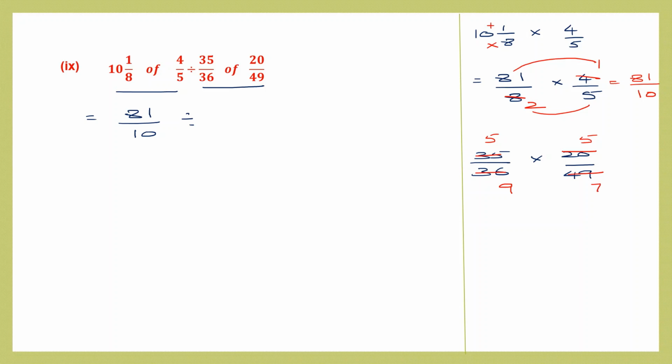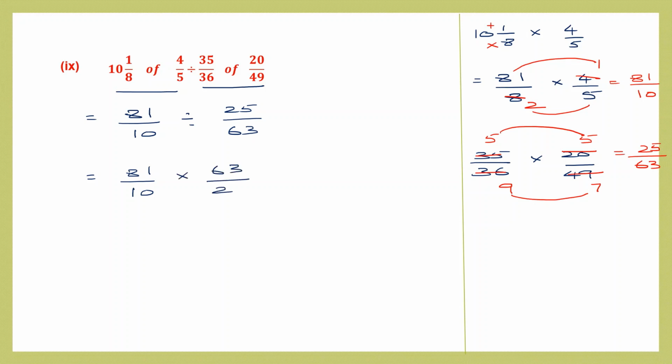Now there's nothing that we can cancel, so we multiply the numerators. 5 5s are 25 and the denominators 9 into 7. 9 7s are 63. So what do we have here? 25 by 63. So let's write that 25 by 63. So let's begin this division. So this is 81 by 10. Division changes to multiplication and we write 63 by 25.